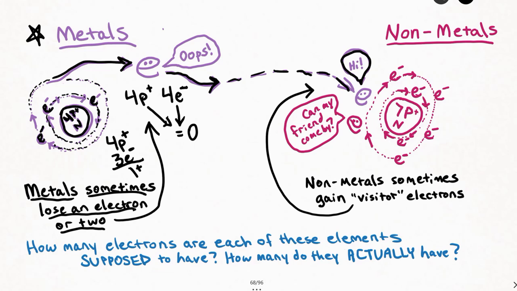And I know what you're thinking. You're like, well, how come it's a positive 1 if it lost an electron? Well, don't forget, the electrons are negative. So if it lost a negative, that's like saying you're subtracting a negative from something. Like, if you have 5 minus 3, that's going to be 2. But if you have 5 minus a negative 3, that's going to be 8.